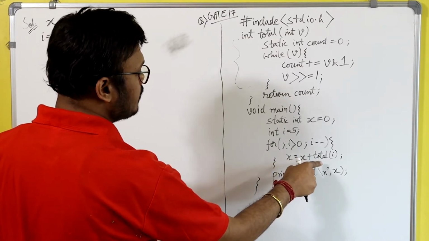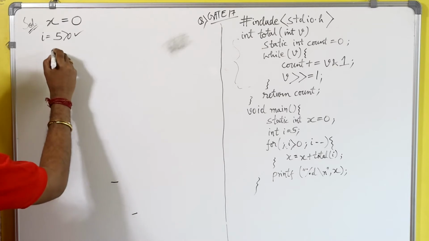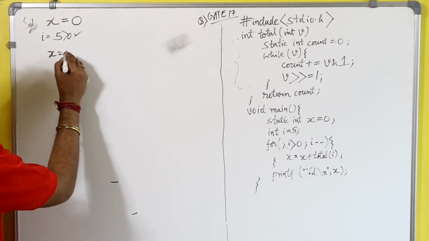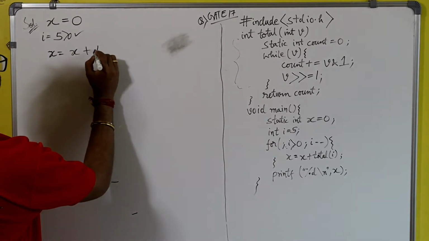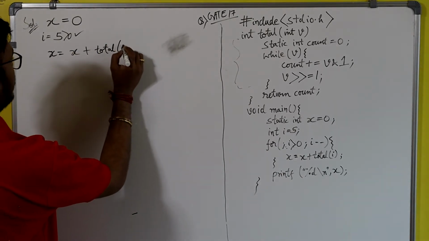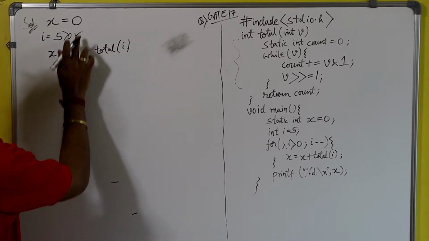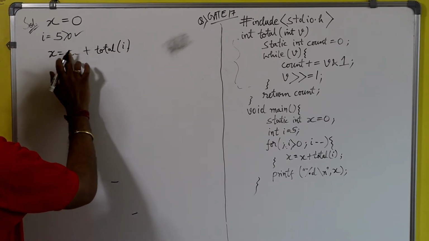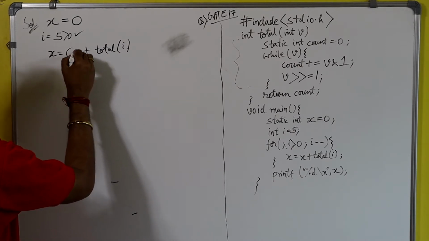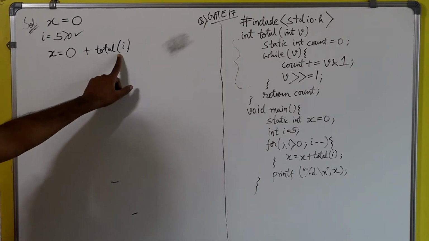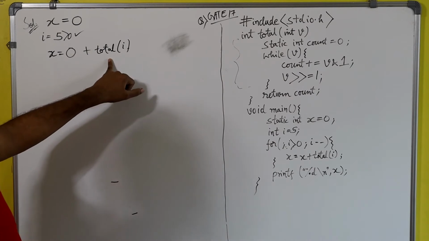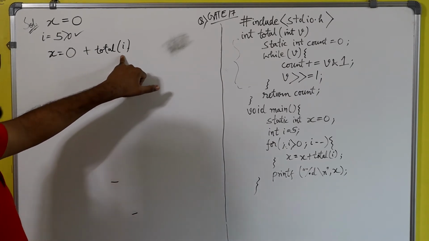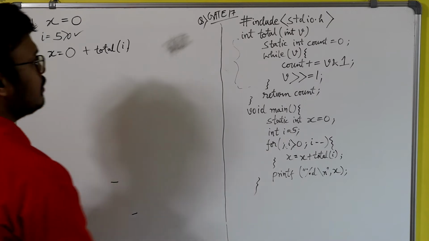x is equal to x plus total of i. Here, what is the value of x? The value of x is 0, so let's replace it with 0. And now you see a total function is being called here. What is the parameter? 5 is the parameter.